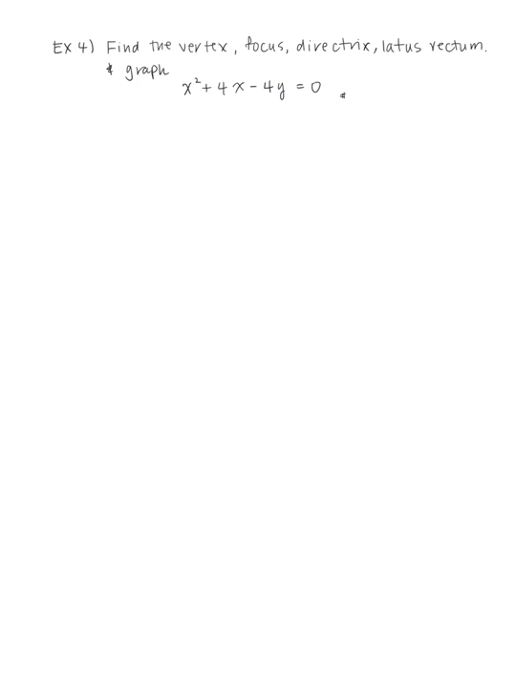Let's do another one. Find the vertex, focus, directrix, latus rectum, and graph. Now we're given x squared plus 4x minus 4y equals 0. In order for us to find the vertex and focus and such, you need to complete the square to make this equation into standard form. So let's do this. We're going to complete the square.